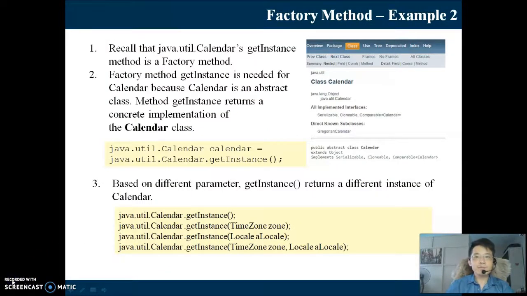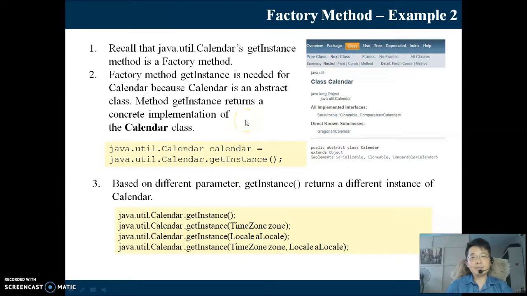Let's look at example 2 of factory method. Recall that Java Utility Calendar's getInstance method is a factory method. The factory method getInstance is needed for Calendar because Calendar is abstract. The getInstance method will return the concrete implementation of the Calendar class. As you can see here, the class Calendar is abstract. And here is the code to get the concrete implementation of the Calendar to be assigned to the calendar variable.